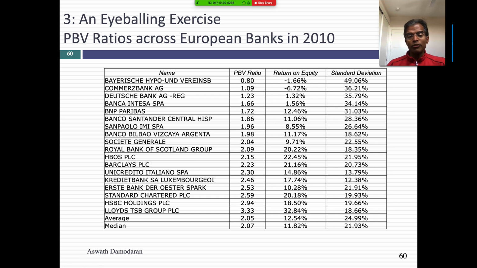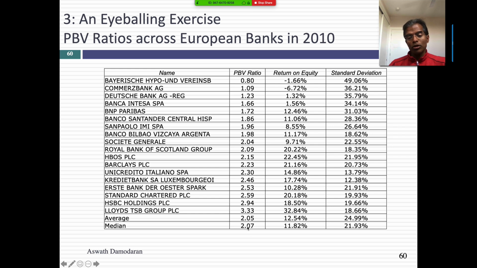So here's another device that's not statistical but pretty intuitive. See this median that I've computed in the last row? The median price to book is 2.07. The median return on equity is 11.82%. The median standard deviation is 21.93%. Let's play a little game.